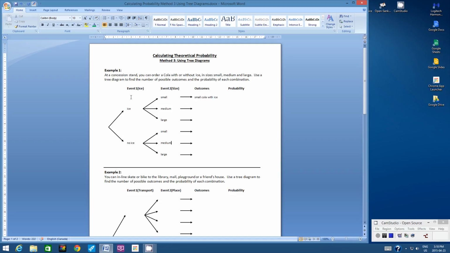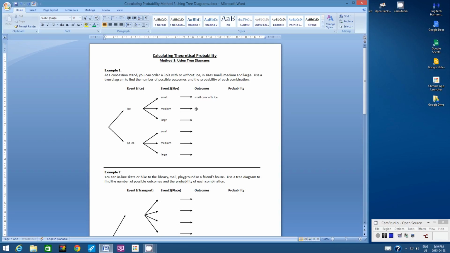All right, so now let's go to the next column. We've done the first column, event 1, which was ice, and event 2, which is the size, and now we're going to list the outcomes. The first one is given. As we follow this branch, we can choose to have a cola with ice, and then we follow this branch, and it's going to be a small cola with ice. What's the next outcome going to be? Well, we follow this branch here. We have a cola with ice, and then we go straight across, and it's a medium cola with ice.